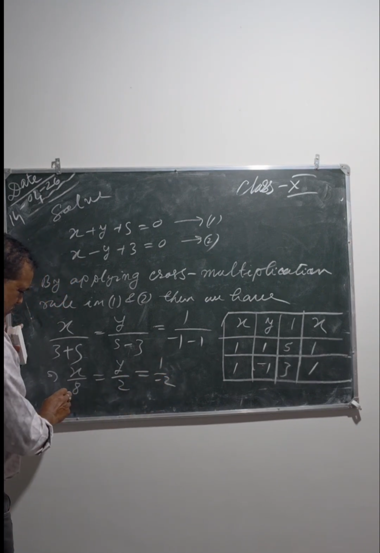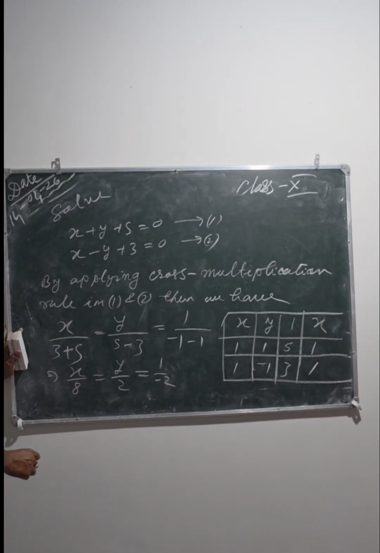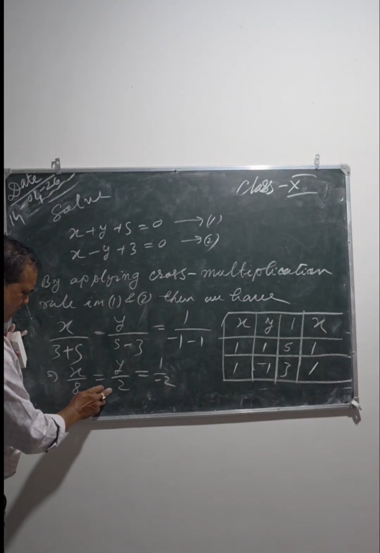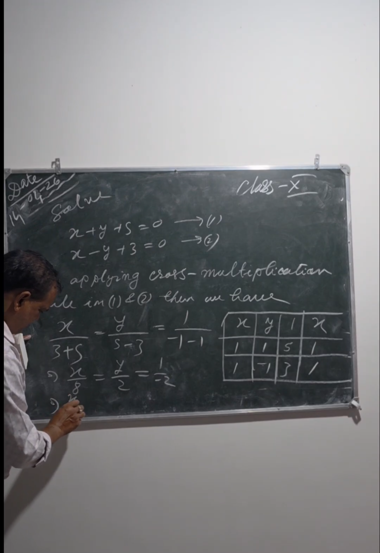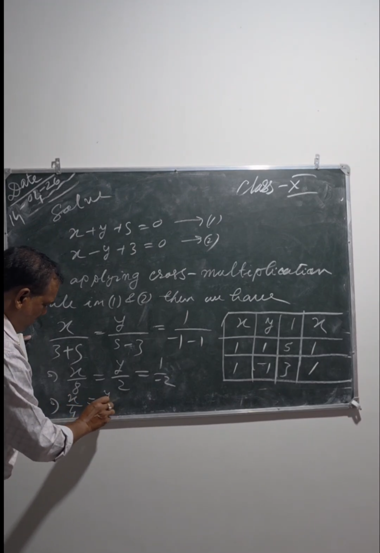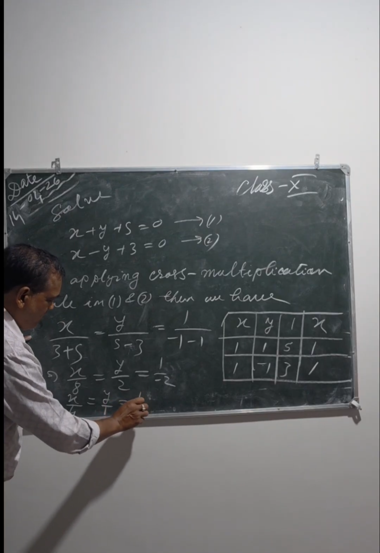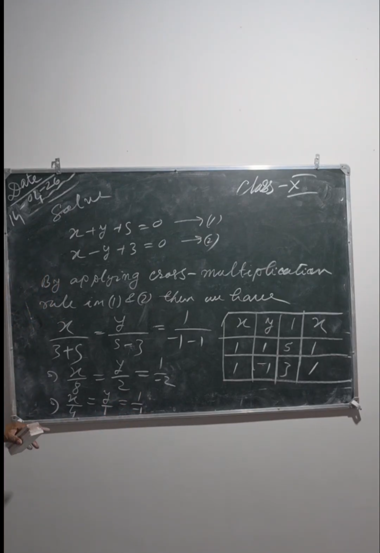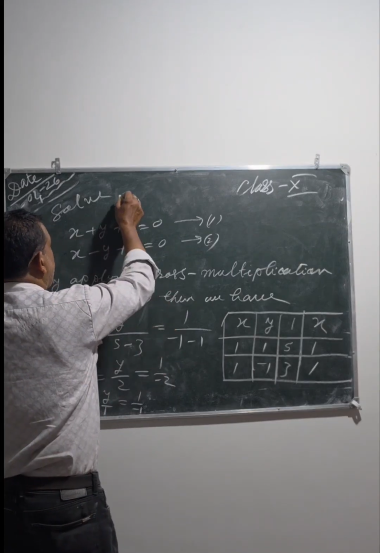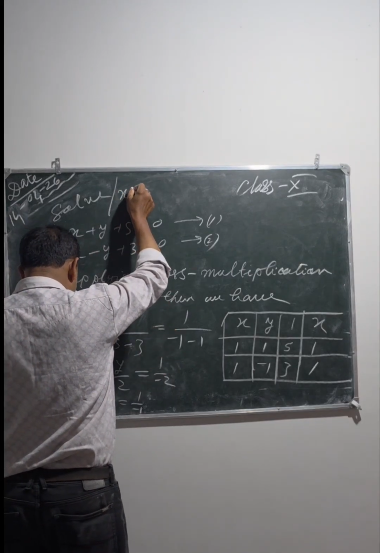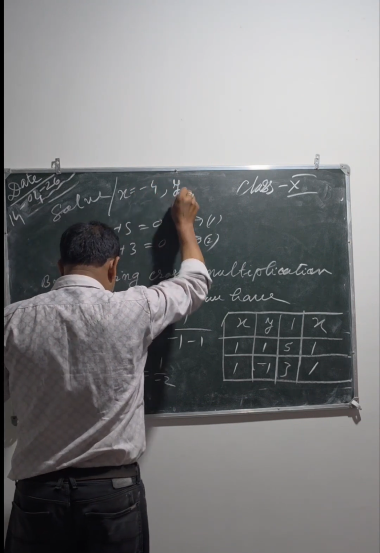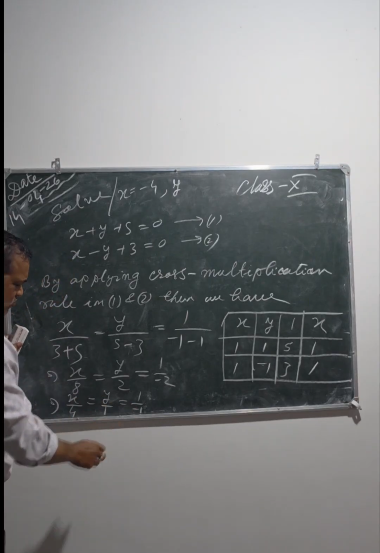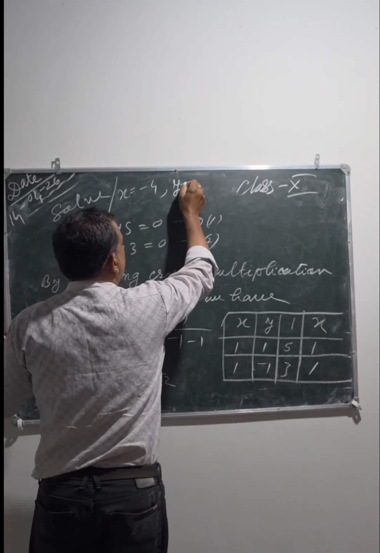So each and every term, this denominator, we can divide by 2. So let us divide by 2, then it will be x by 4, then y by 1, and 1 by minus 1. If we want to compare first and last, then x equals minus 4. So we can say that x equals minus 4 and y equals, if we compare this first one and last one, y equals minus 1. So it will be minus 1 then.